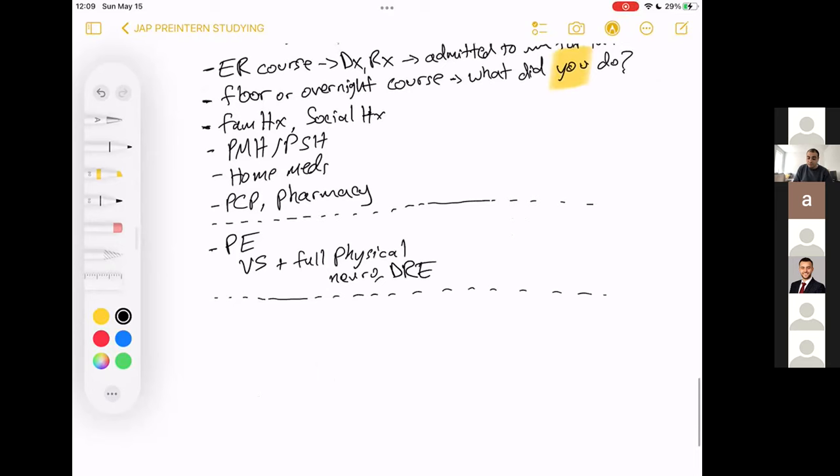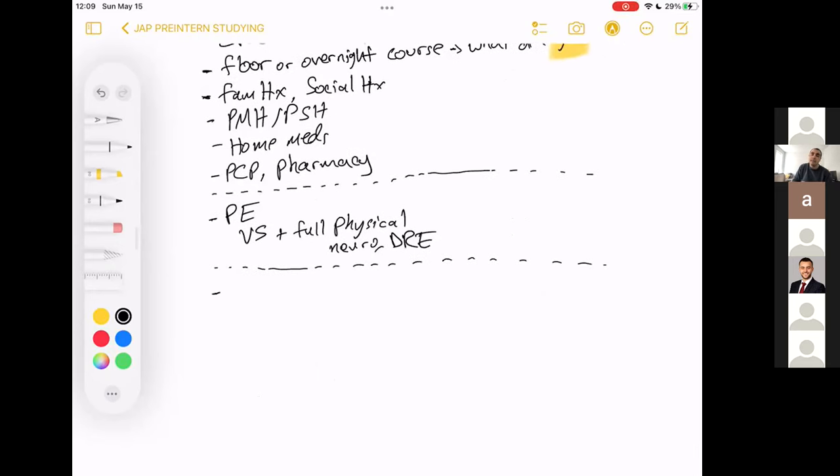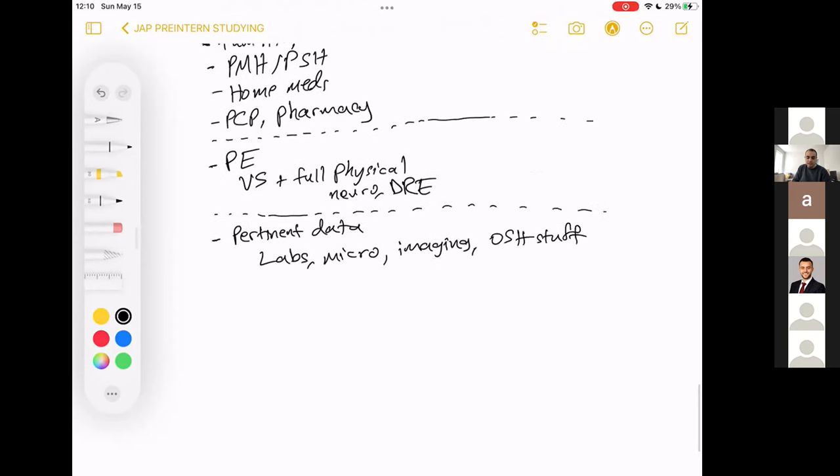Okay, and then the following section is essentially the ancillary data that you gathered so far, the pertinent data. That's going to include labs, micro, imaging, outside hospital stuff, anything that you gathered that you feel is important, previous procedures, previous surgeries that are important. Just put them in here so that people will see what happened to the patient, what kind of data you have, okay? And then comes the most important part of your HMP.